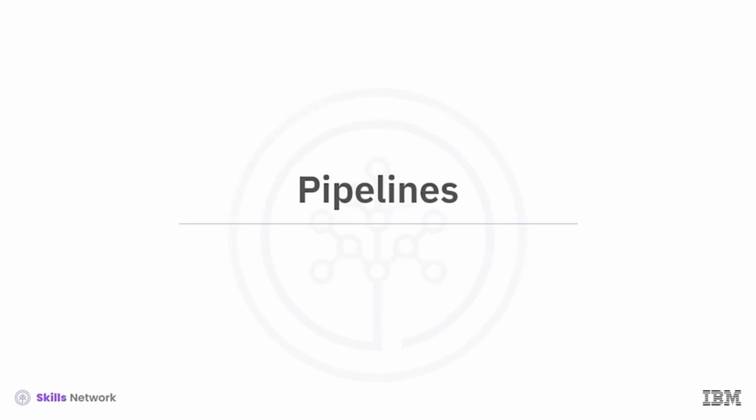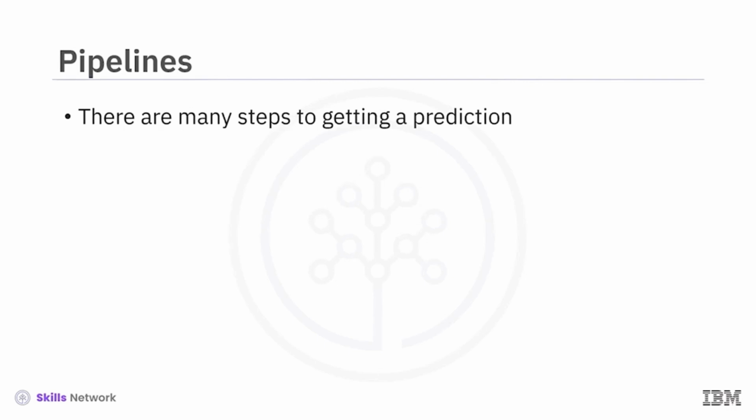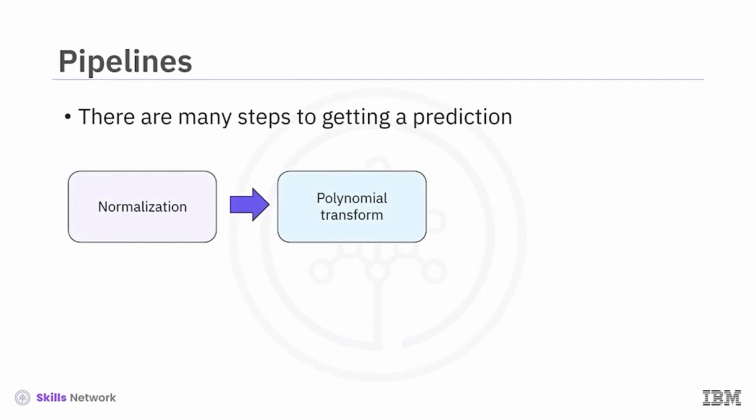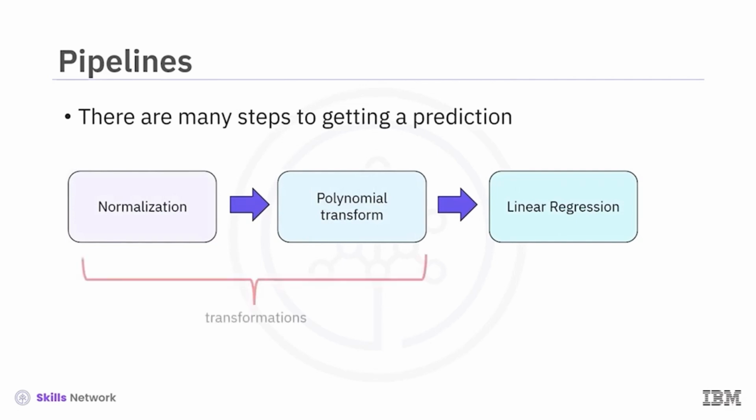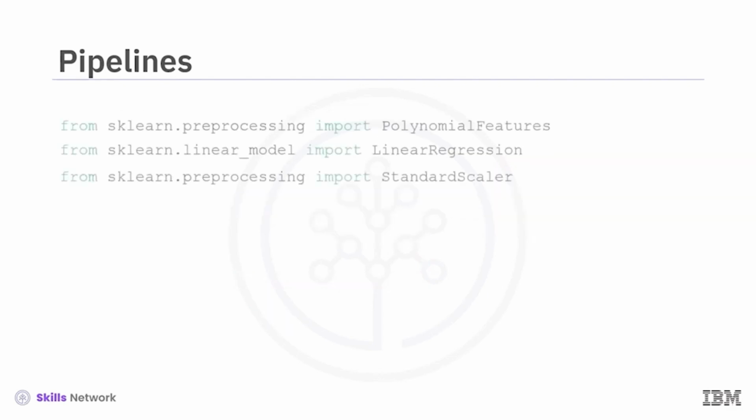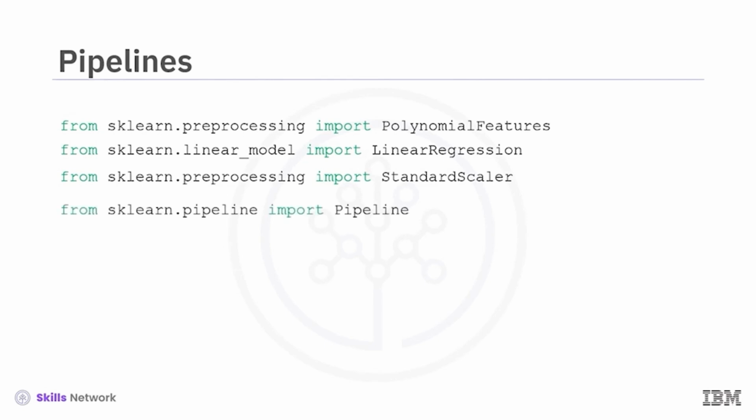We can simplify our code by using a pipeline library. There are many steps to getting a prediction. For example, normalization, polynomial transform, and linear regression. We simplify the process using a pipeline. Pipelines sequentially perform a series of transformations. The last step carries out a prediction. First, we import all the modules we need. Then we import the library pipeline.